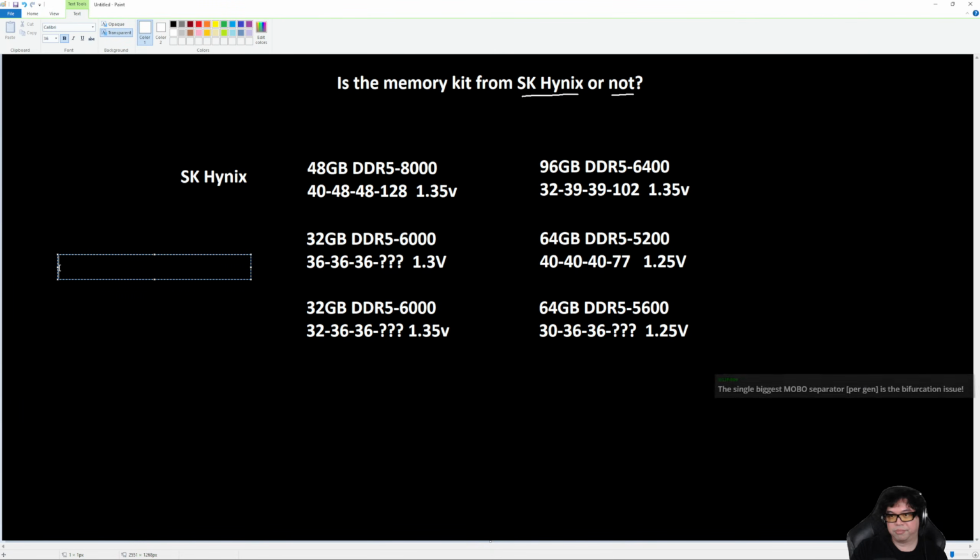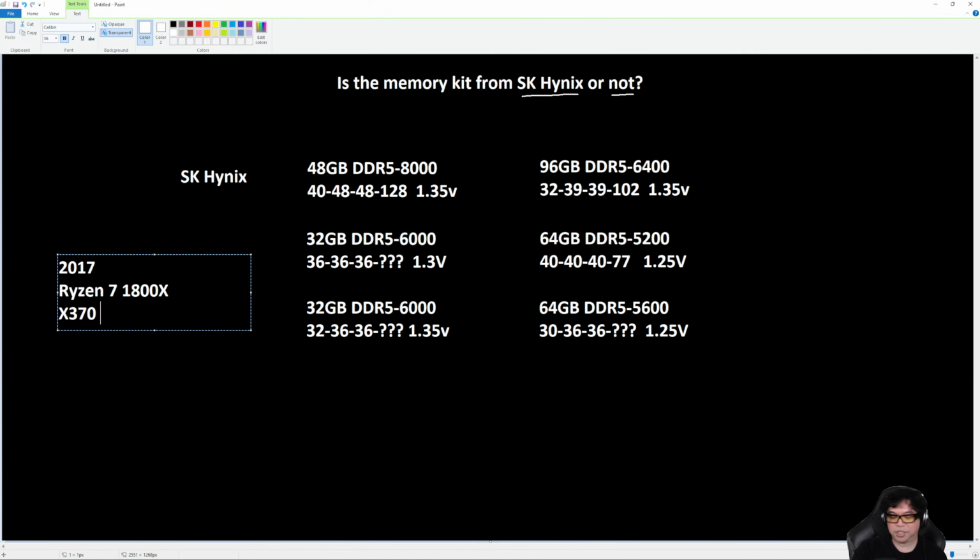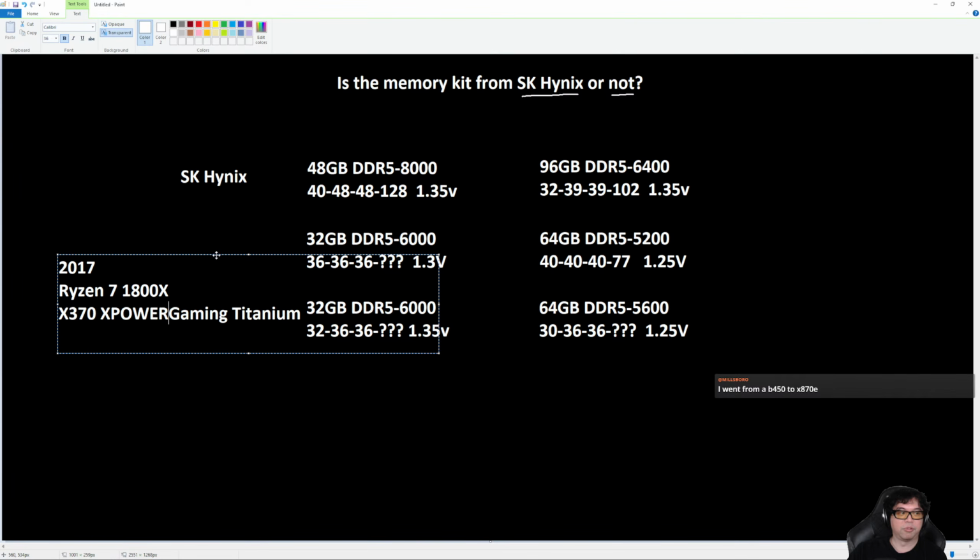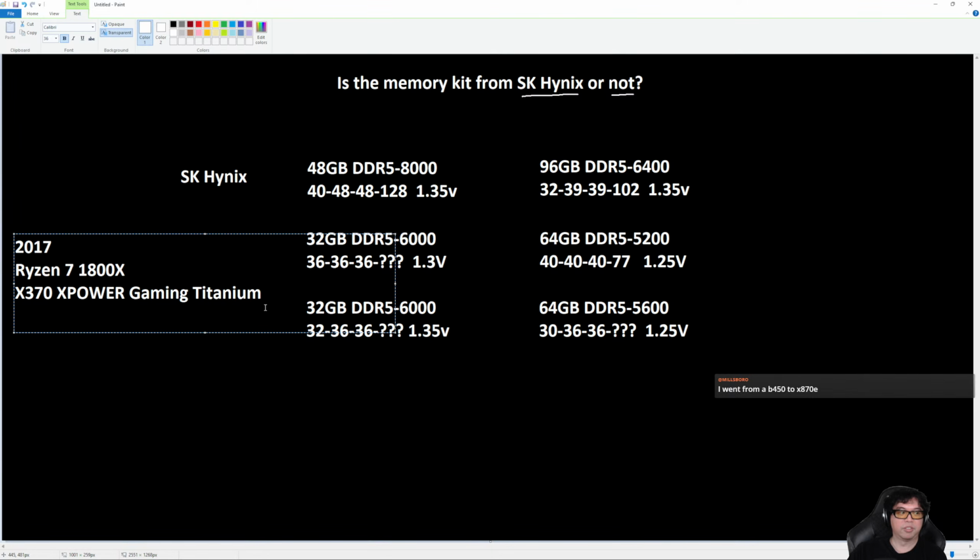So I started in 2017. In 2017, I got a Ryzen 7 1800X and an X370 Gaming Titanium, the X-Power Gaming Titanium. With people who have been building computers for years, you guys know exactly what brand of motherboard this is without me even telling you, with a name like that. Okay, so this was my computer in 2017.